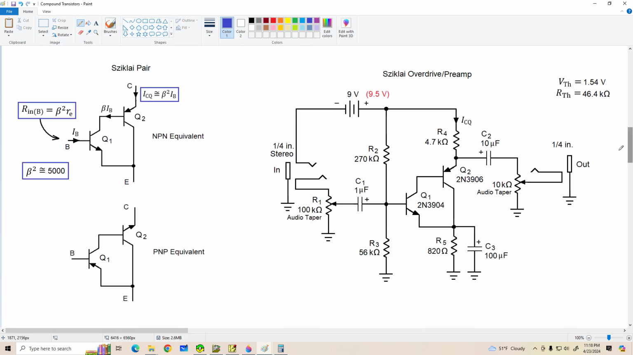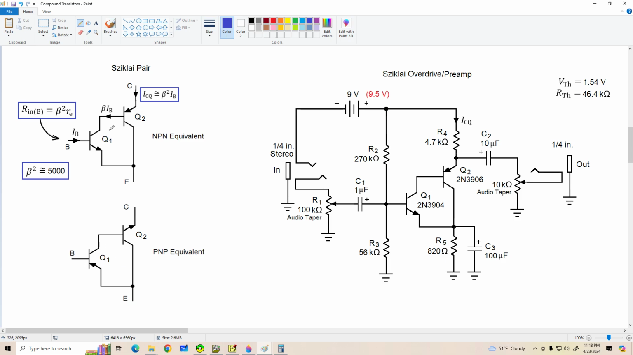What we've got here at the left-hand side is an NPN equivalent Sziklai, and down here is a PNP equivalent. Notice they're built out of a mixture of NPN and PNP transistors. The input transistor determines the overall type of transistor it is. This is an NPN, this is a PNP.